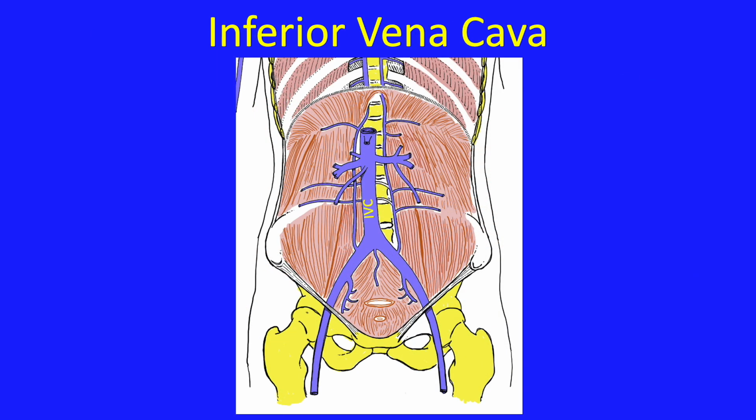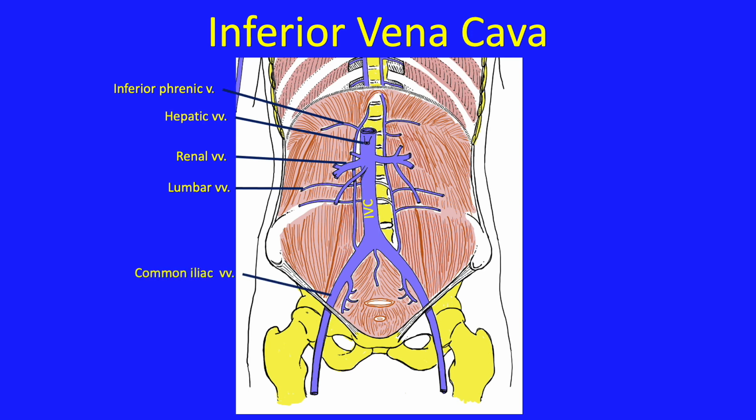Let me now list the veins that drain to the IVC, and to be able to show the majority of the veins, I need a drawing. Oftentimes, different angles of dissections are required to demonstrate the veins that drain into the IVC. From superior to inferior, I indicate the inferior phrenic, the hepatic, the renal, the lumbar, and the common iliac veins. All these veins are bilateral, but their drainage into the IVC can vary some.